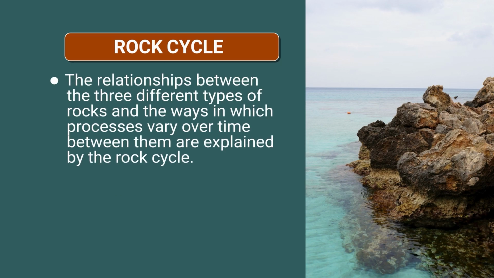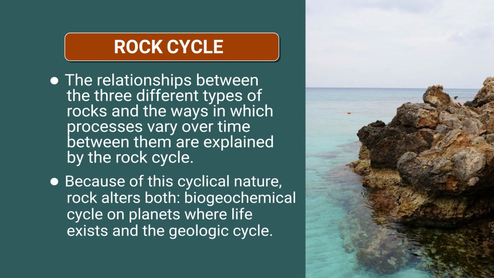Now the relationship between the three types of rocks and the way in which the process varies over time is explained by the rock cycle. Because of this cyclical nature, what happens? Rock alters both. That is important, and life also has an impact on the rock cycle. That is why there is the biogeochemical cycle on the planet where life exists, and the geological cycle.